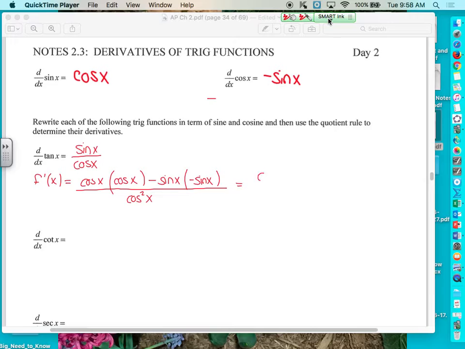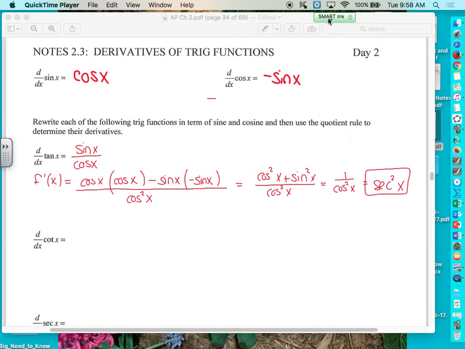And if you simplify, you'll have cosine squared plus sine squared. You might remember cosine squared plus sine squared, that was the Pythagorean identity, is equal to 1. And 1 over cosine squared is the secant squared. So the derivative of tangent is secant squared. So you don't have to go through that process again. If you forgot it, you could do that, but you can just jump right to that answer there.